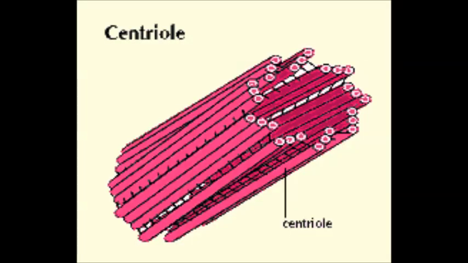A centriole is a cylindrical cell structure that is found in most eukaryotic cells. They are used in cell division, specifically cytokinesis. They determine the placement of the nucleus in the cell and are a very important part of cell division. They also determine the placement of cilia and flagella in cells that have these organelles.